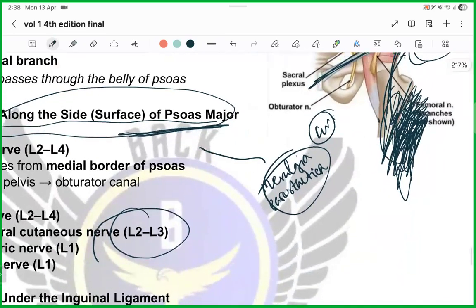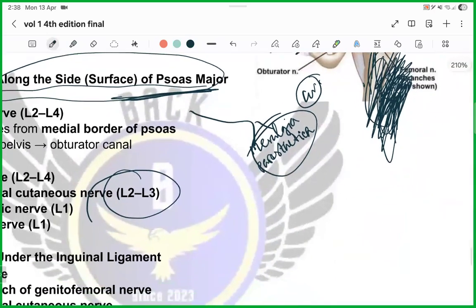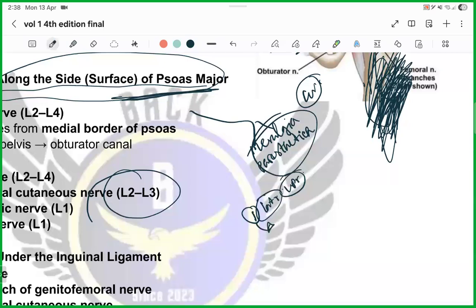And they ask you this thing. What are the questions they ask? Number one, they tell you that a person is having pain along the lateral side of the outer thigh, or upper outer thigh. What will be the root value of the nerve that's supplying this area? That's L2, L3, that is the lateral femoral cutaneous nerve.